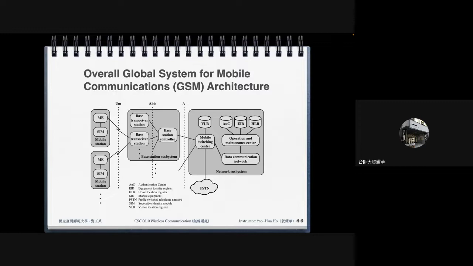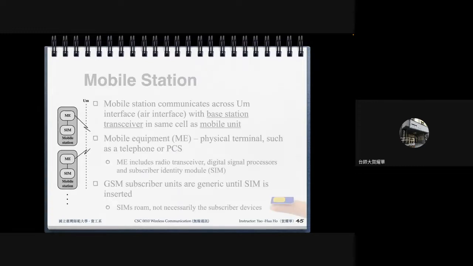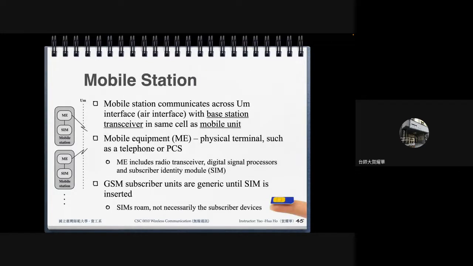It's quite similar to CDMA. Now, the mobile station communicates across the air interface or wireless interface, which you can call any of those, with the base station transceiver in a cell. So you connect to a base station in a cell.